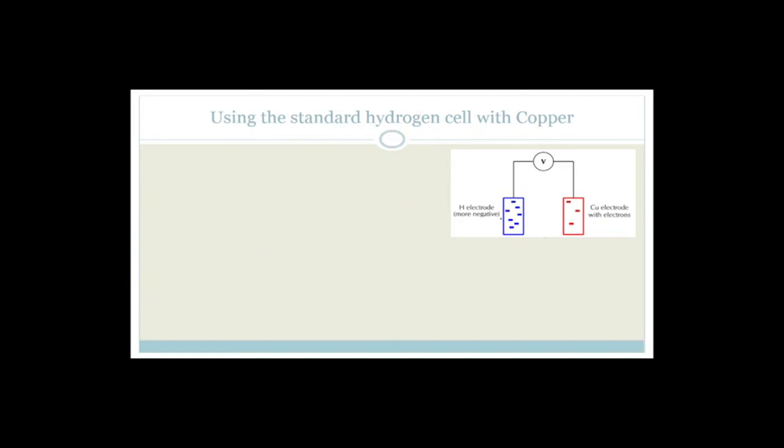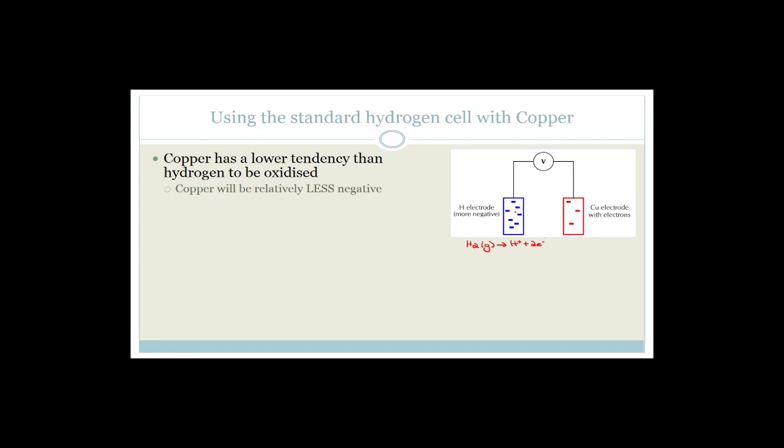If we have copper, it works the other way around. In this case, copper has a lower tendency than hydrogen to be oxidized. So copper is relatively less negative, okay? So in this case, what's happening is that the hydrogen gas is being bubbled over. It forms hydrogen plus ions plus 2 electrons. And these electrons travel up the wire from an area of high concentration down to an area of low concentration. So this becomes more negative. If that happens, copper 2+ ions in the solution around it are going to gain the 2 electrons from the electrode to form copper. So do you see that this is doing an opposite thing?